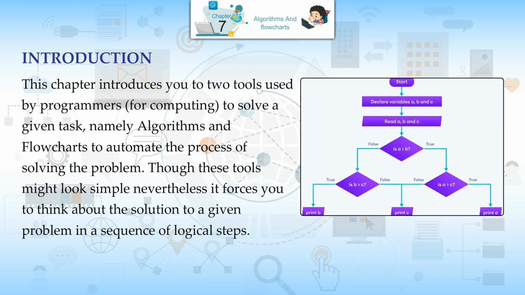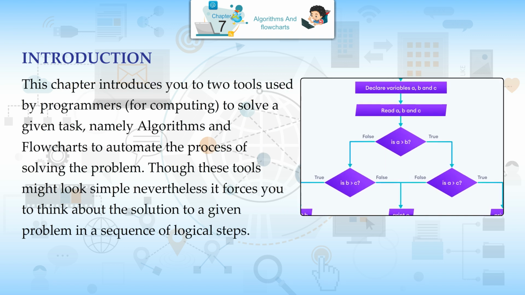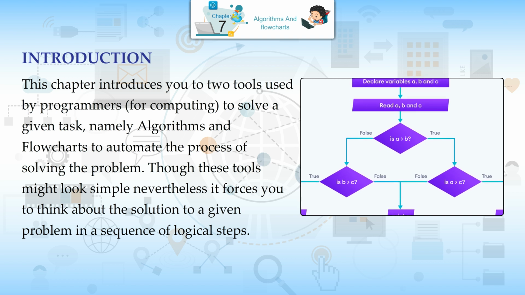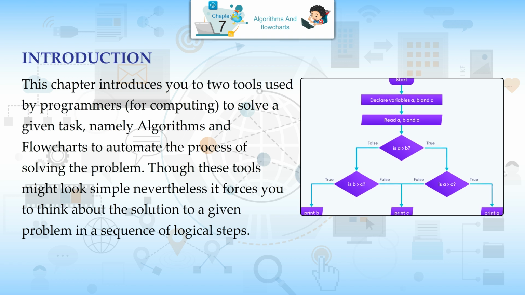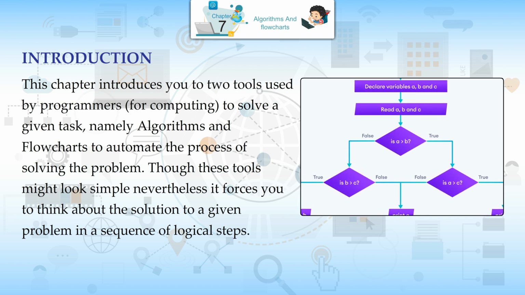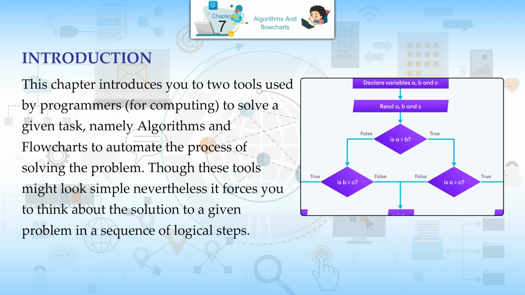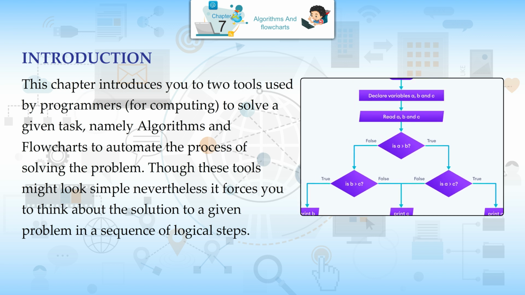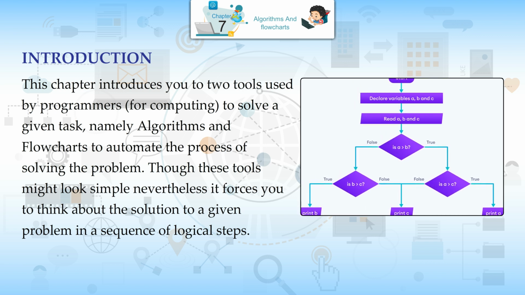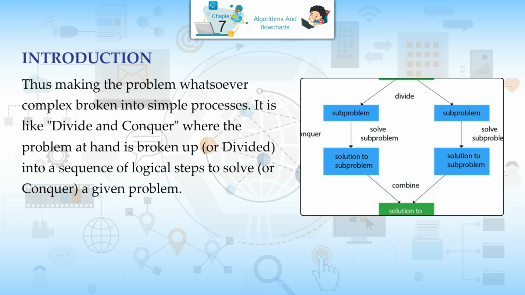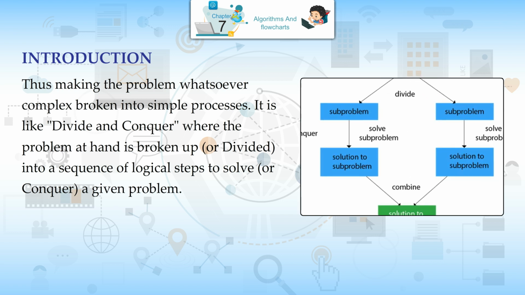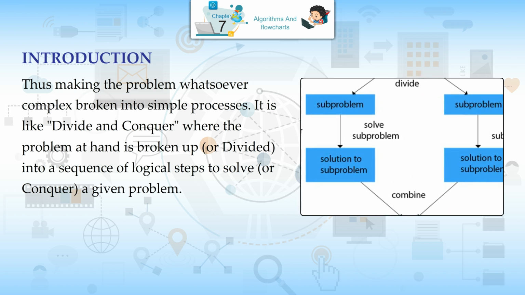This chapter introduces you to two tools used by programmers for computing to solve a given task, namely algorithms and flowcharts, to automate the process of solving the problem. Though these tools might look simple, nevertheless, they force you to think about the solution to a given problem in a sequence of logical steps, thus making the problem, however complex, broken into simple processes.